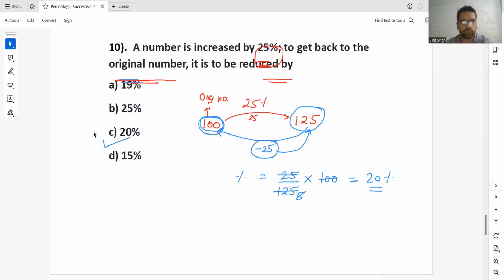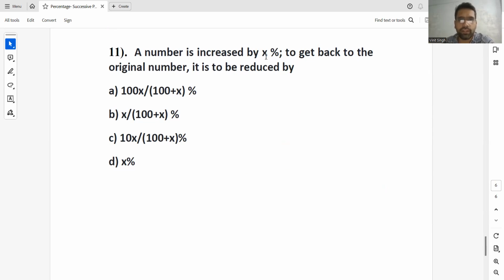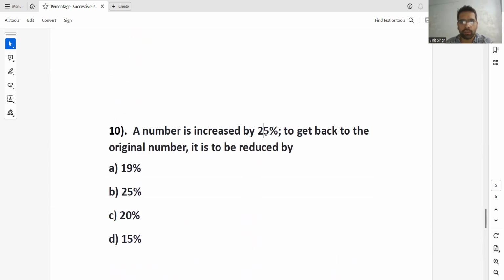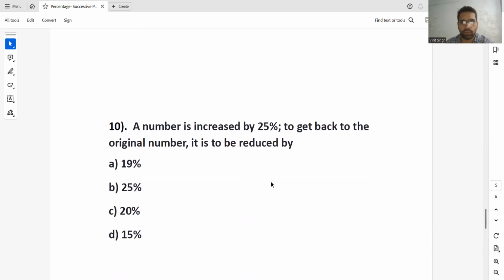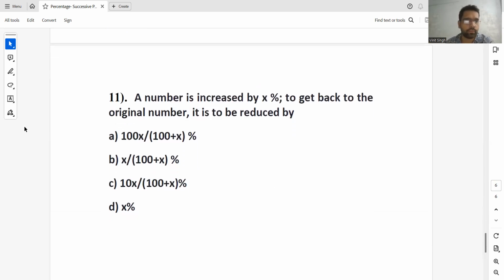Now, the last question. It is the same question, but here a number is increased by X%. To get back to the original number, it is to be reduced by. Now in the last question, the percentage given was 25%, but here the percentage given is X%. Now see.